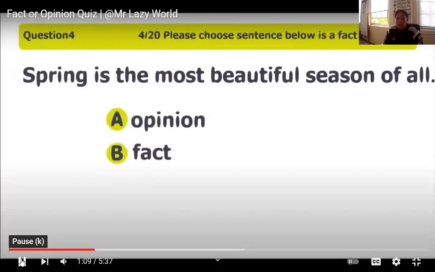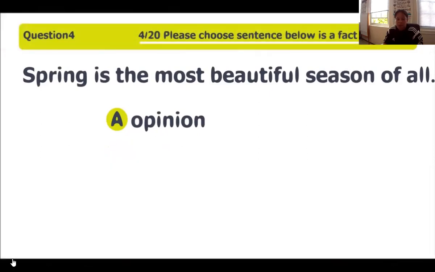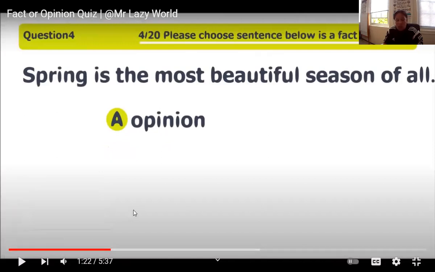Number 4, spring is the most beautiful season of all. Is that an opinion or a fact? Is it what someone thinks, feels, or believes, or is it something that's always true? That's the opinion. That's what somebody feels or thinks. So what do you think the clue is in this sentence that's going to help us figure out that this is just what someone feels? What are some clue words? So I'm looking at the words most beautiful, okay? That's what somebody thinks. They might think that something is the most beautiful, so it's letting me know that those are someone's feelings.